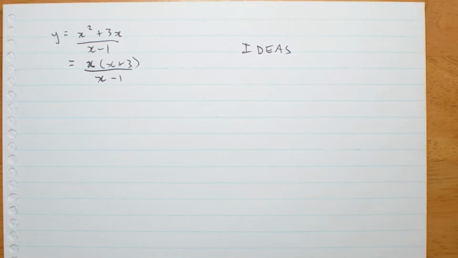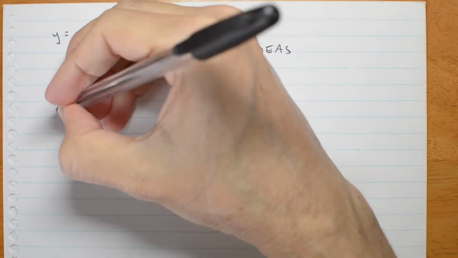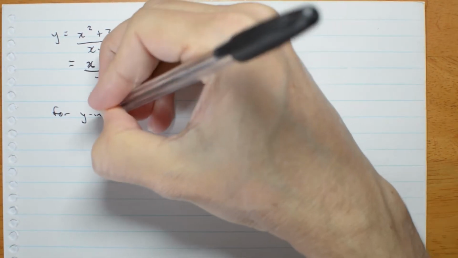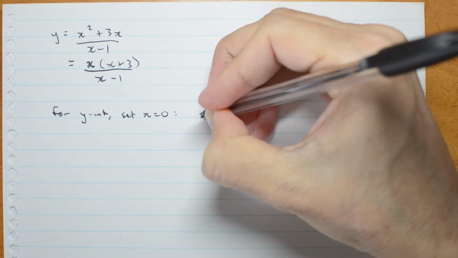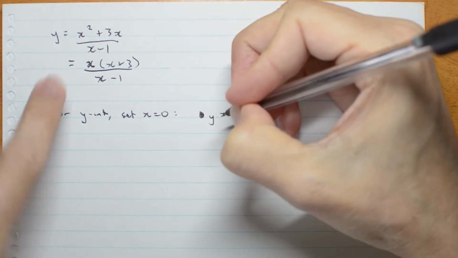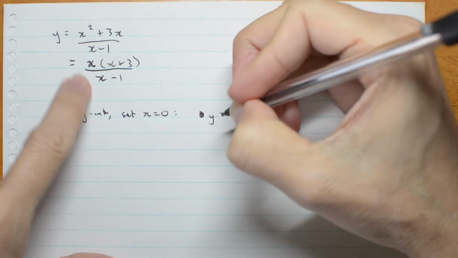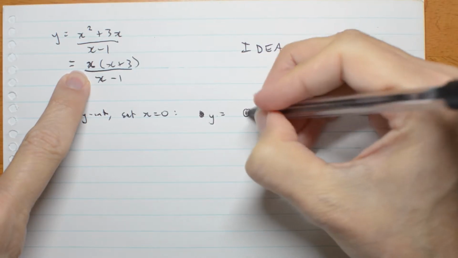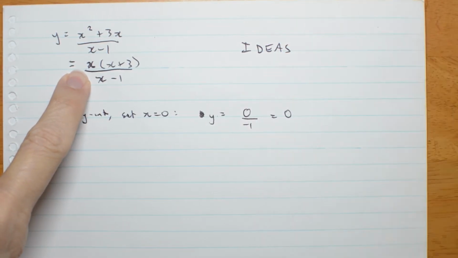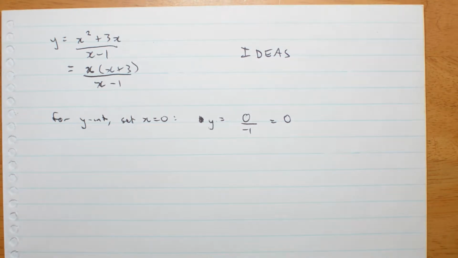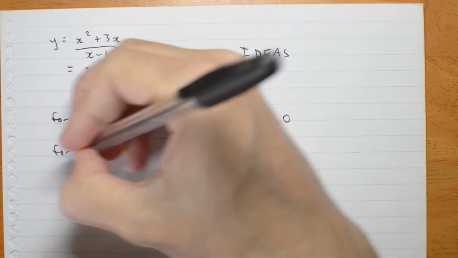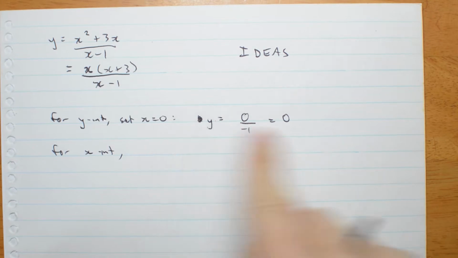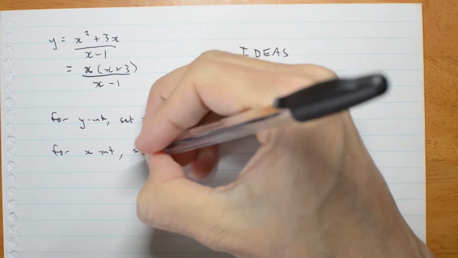All right, ideas. What are the intercepts? Well, for the y-intercept, set x equal to 0. Then this whole top of the fraction is going to be 0. So I've got 0 over negative 1, or in fact just 0. So it goes through the origin. For the x-intercept, well, I know one of them already. One of them is going to be 0, 0. But let's see what else I can find.